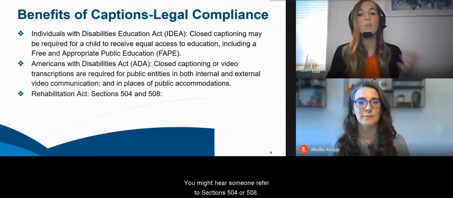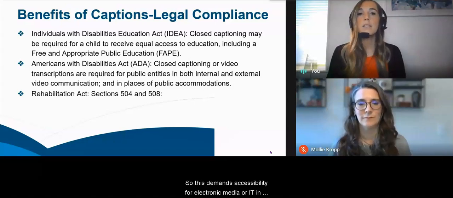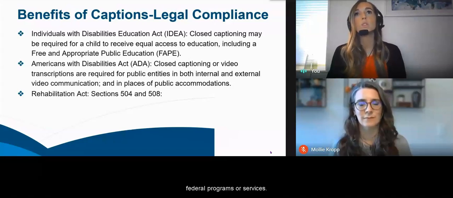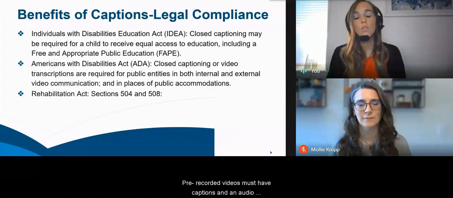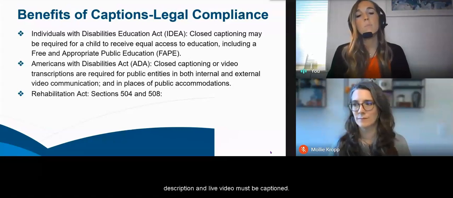And then we also have our Rehabilitation Act. You might hear someone refer to sections 504 or 508. So this demands accessibility for electronic media or IT in federal programs or services. Pre-recorded videos must have captions and an audio description, and live video must be captioned.